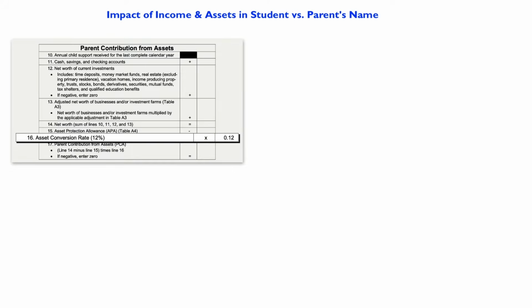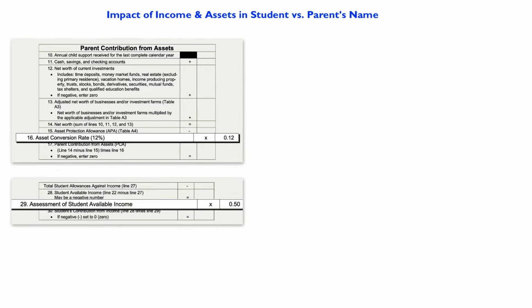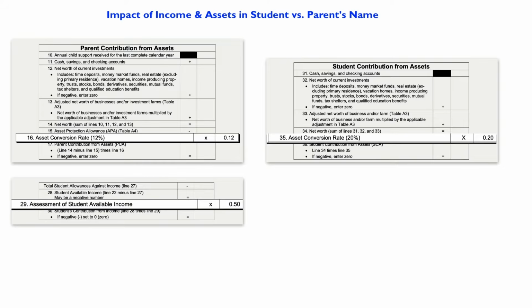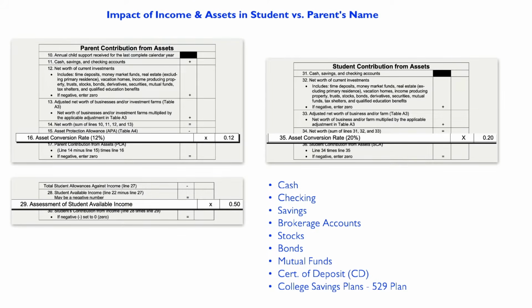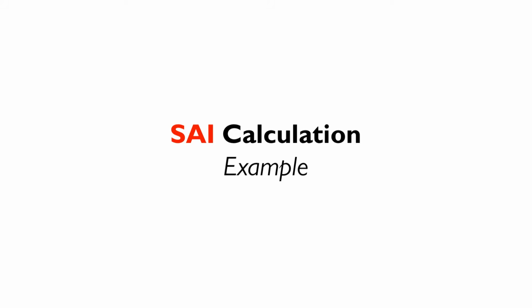Since you can see that the parents' assets are only assessed at 12%, while the student income is hit at 50% and assets at 20%, it really matters whose name certain accounts are in when filling out the FAFSA. Let's go through an example.